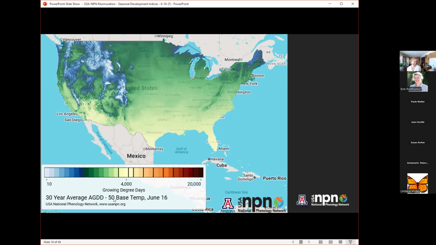And in this case, I was looking at the 50 Fahrenheit base temperature. And so you can look at that and see which are the locations that have had the most warmth accumulated, which is not surprising, it's the southern states, and which are the locations that have had the least amount of warmth accumulated so far, which is northern states and high elevations. And you can just kind of see that variation, and that's interesting.